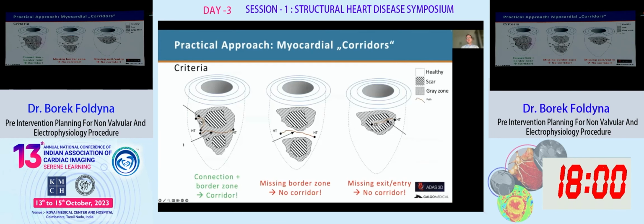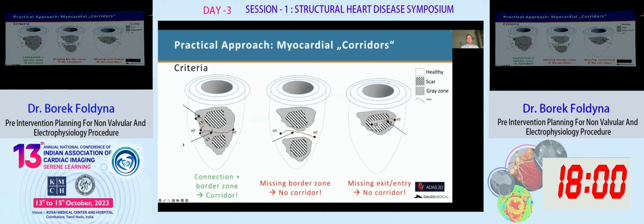So what are the criteria for a corridor? As you can see, the post-processing software enables mapping of the myocardial substrate as follows. It identifies the myocardium in the layers from endo to epicardial and maps the signal intensity. Here, systematically white represents healthy tissue, thick scattered is the dense scar, and the thin scattered areas are the border zone.